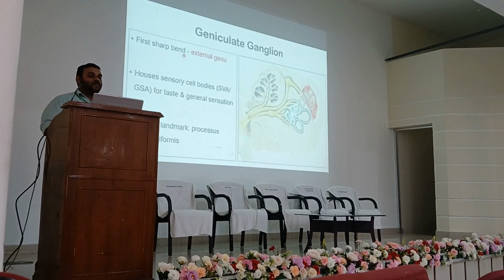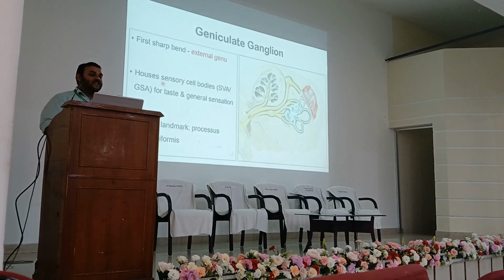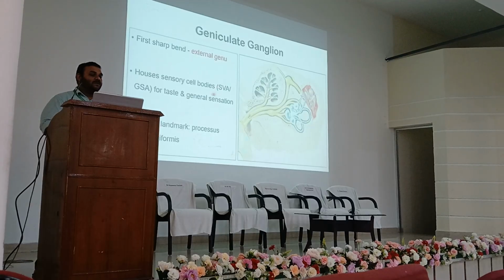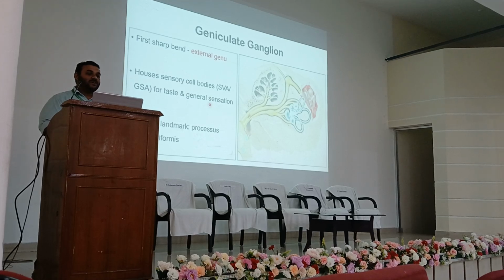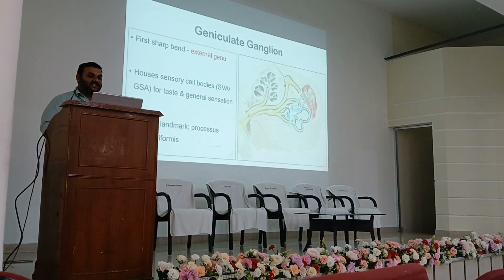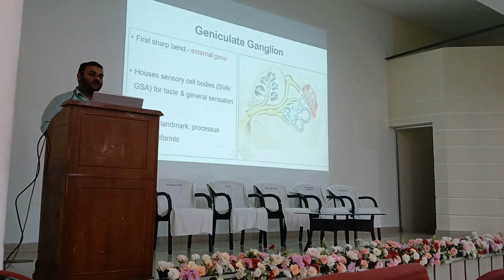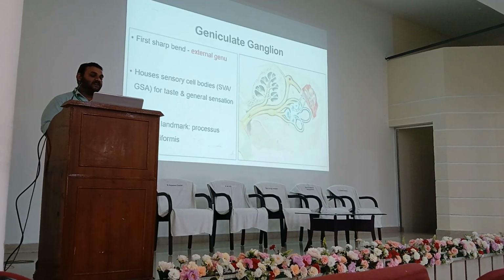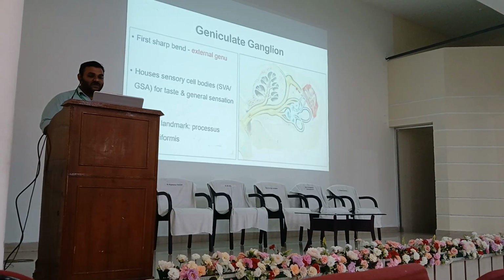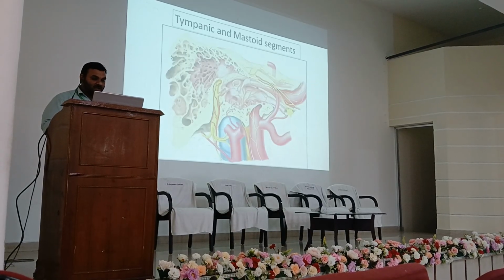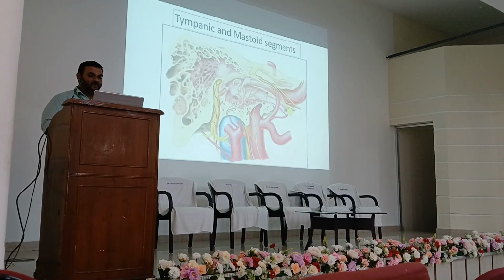The geniculate ganglion marks the first sharp bend, or external genu. It is a storehouse of cell bodies for taste from the anterior two-thirds of the tongue and for general sensation from the skin behind the pinna, external acoustic meatus and tympanic membrane. This is the geniculate ganglion. This is the first sharp bend of the facial nerve, or external genu. This is a surgical landmark for the processus cochleariformis. In this diagram, this is the processus cochleariformis.